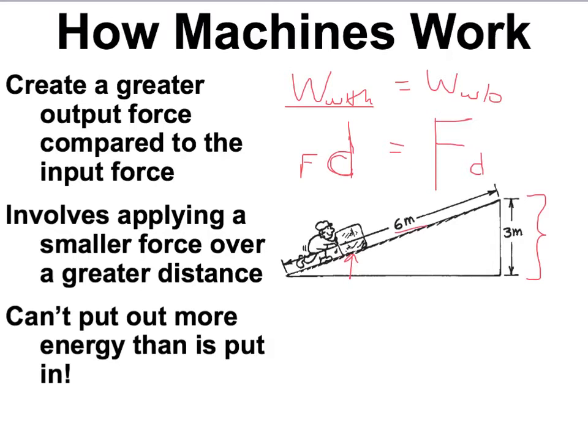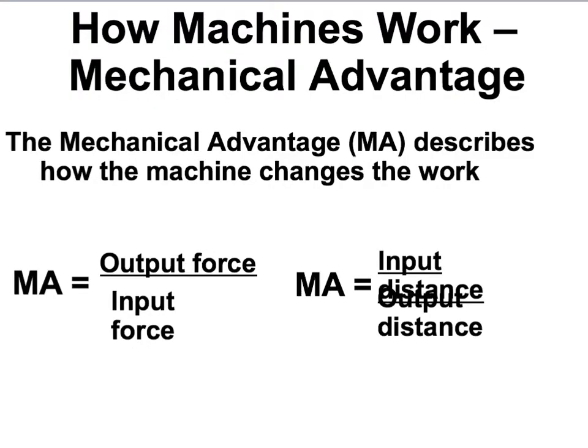So even though the output force is greater compared to the input force, you can't put out more energy than is being put in. What machines do is kind of multiply forces, but remember, according to the law of conservation of energy, energy can't be created or destroyed. When we describe how machines help us, we're going to use the term called mechanical advantage. Mechanical advantage describes how the machine changes the work.